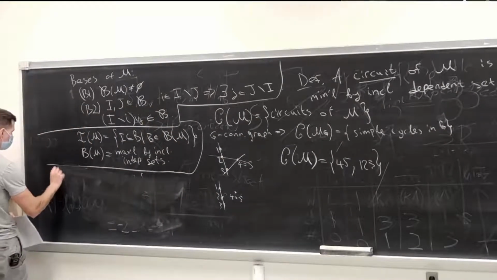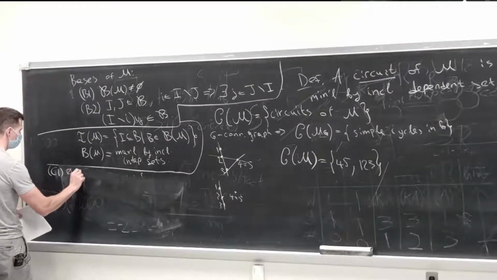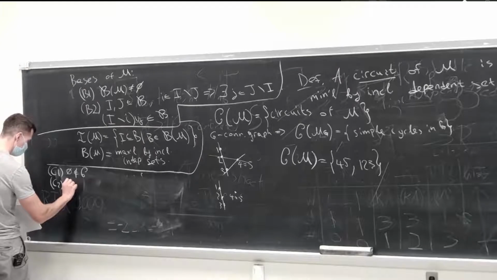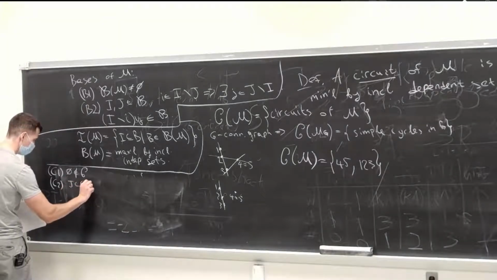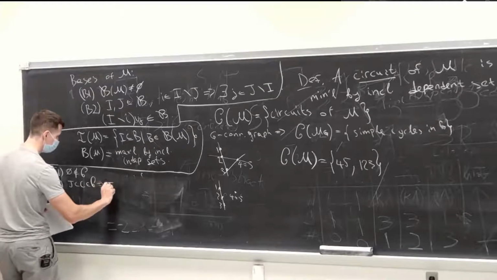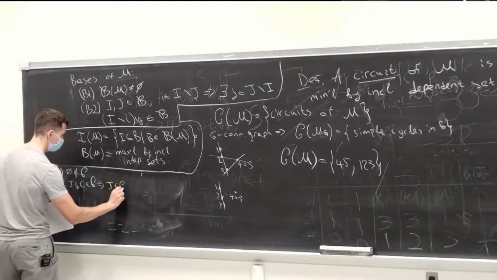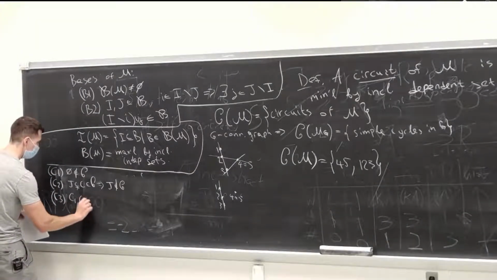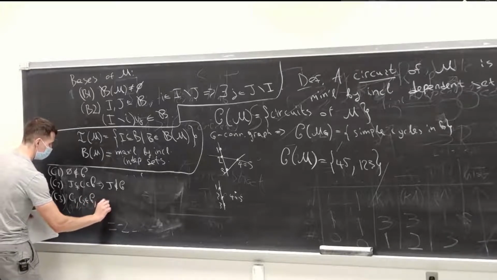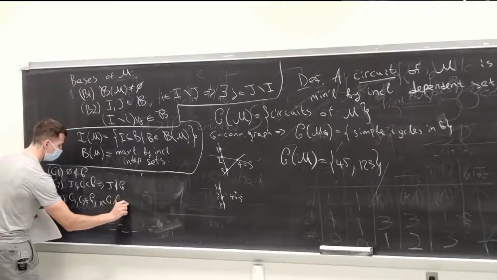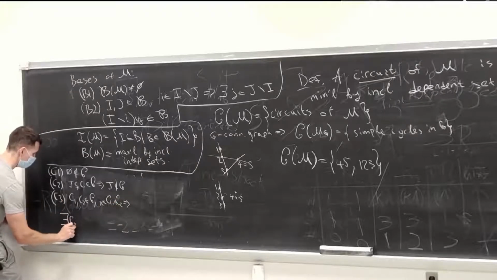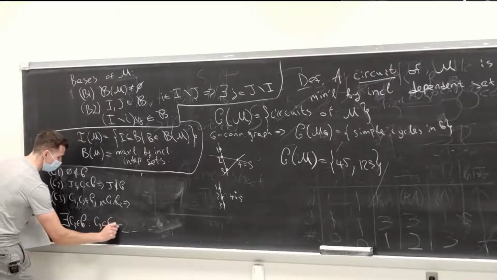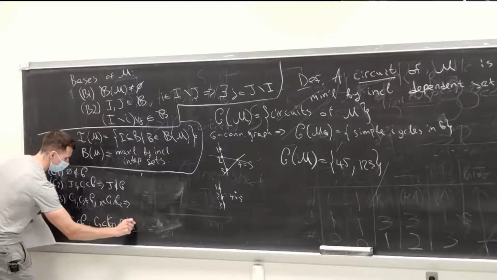C1 means the empty set is not a circuit. C2 means a subset of a circuit is not a circuit, a proper subset. And the exchange axiom is that if you have two circuits, C1 and C2, that have an intersection, then I can find another circuit which is contained in C1 union C2 without x.